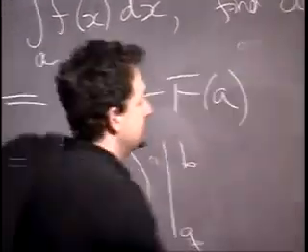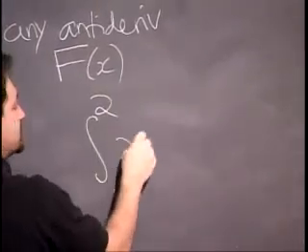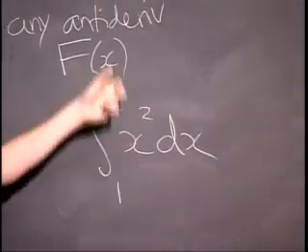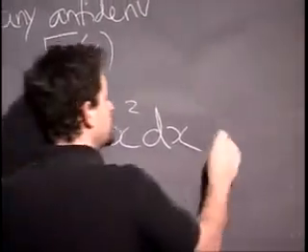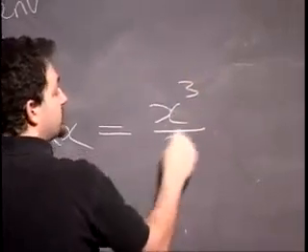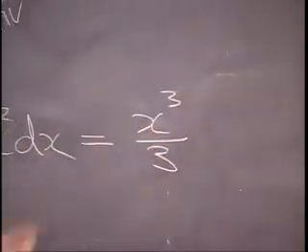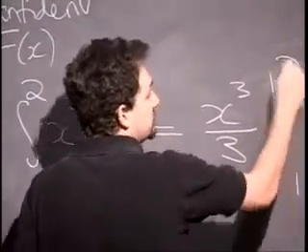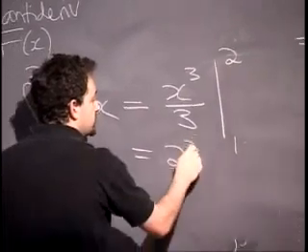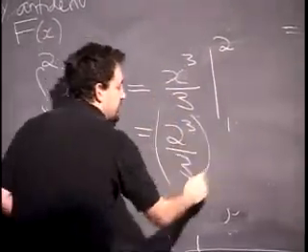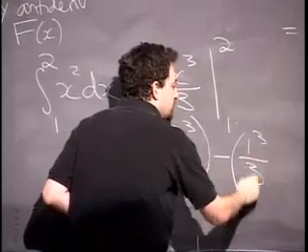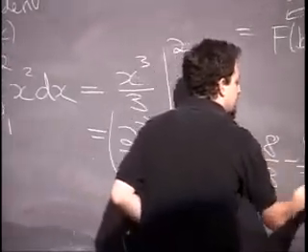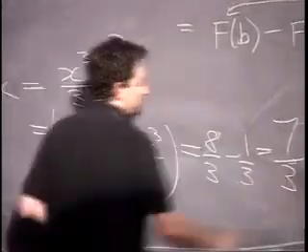So for example, if you want to find the integral from 1 to 2 of x squared, you find an antiderivative, which is x cubed over 3. You could add a constant if you want to, but you don't need to. So you take x cubed over 3, because the derivative of this is x squared. And you evaluate it between 1 and 2. So what that means is you take 2 cubed over 3, so I plug in 2, and you subtract 1 cubed over 3, and you get 8/3 minus 1/3, which is 7/3, which is what we've seen before.